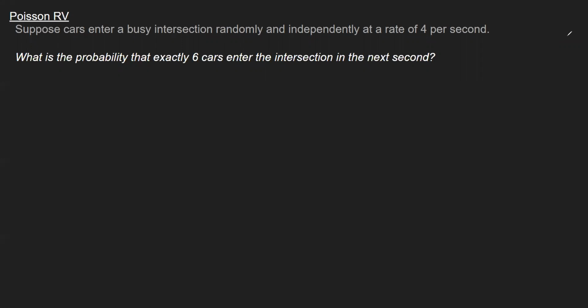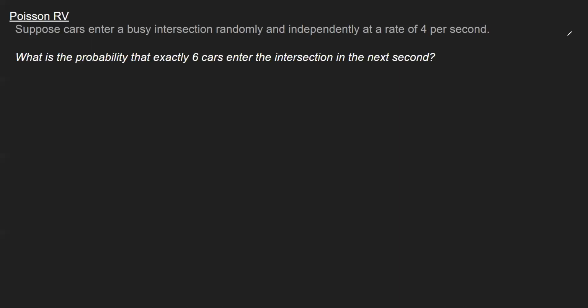the equation here. So in this example, you are given that cars enter a busy intersection randomly, independently, at a rate of 4. Now, these are the assumptions of a Poisson: you're counting something that occurs over time. Usually, it doesn't have to be time. It can be space or distance or length, anything like that. But the occurrences are random and independent of one another, and the assumption is that it's a constant rate. So the question is asking, you have a rate of 4 per second. What's the probability that exactly 6 cars enter in the next second?